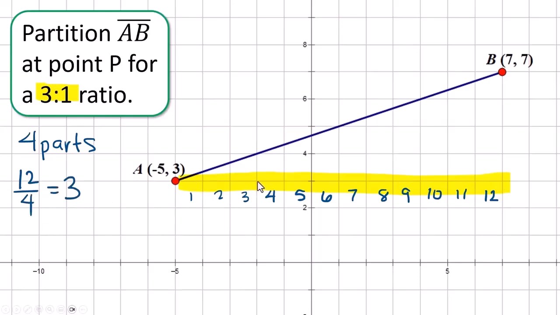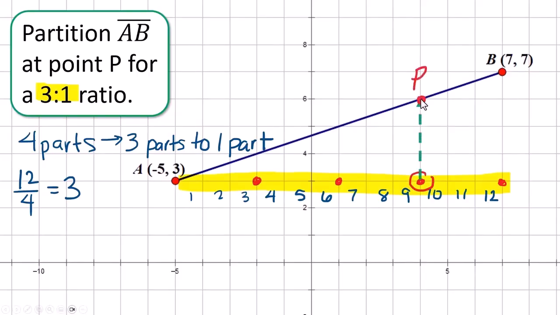So 1, 2, 3, put a point. 1, 2, 3, put a point. So those are my helping points. And which one of these is going to split me up into a 3-to-1 ratio? 1, 2, 3. It's this bad boy right here. And so that point on the slanty line would be right here. And that's the point P.